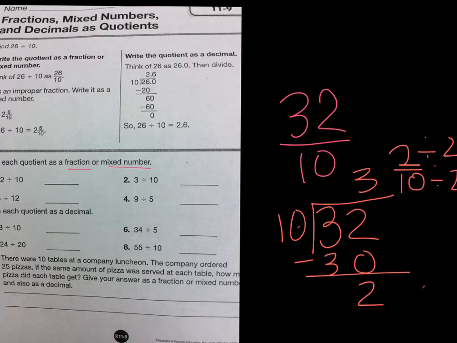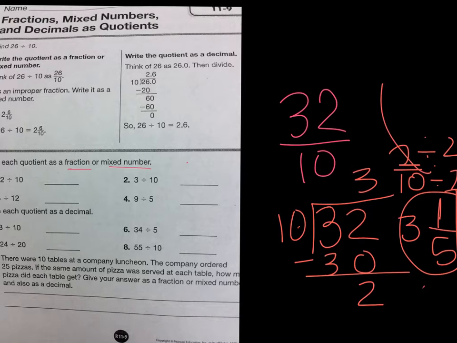So now I have 3. 2 divided by 2 is 1. And 10 divided by 2 is 5. Who got 3 and 1/5? Excellent. Okay, let's go ahead and look at another one.